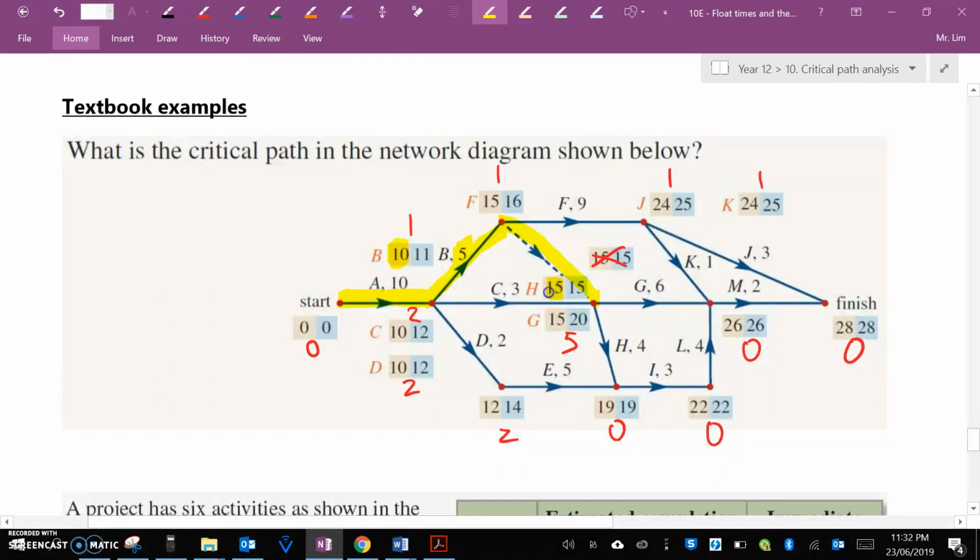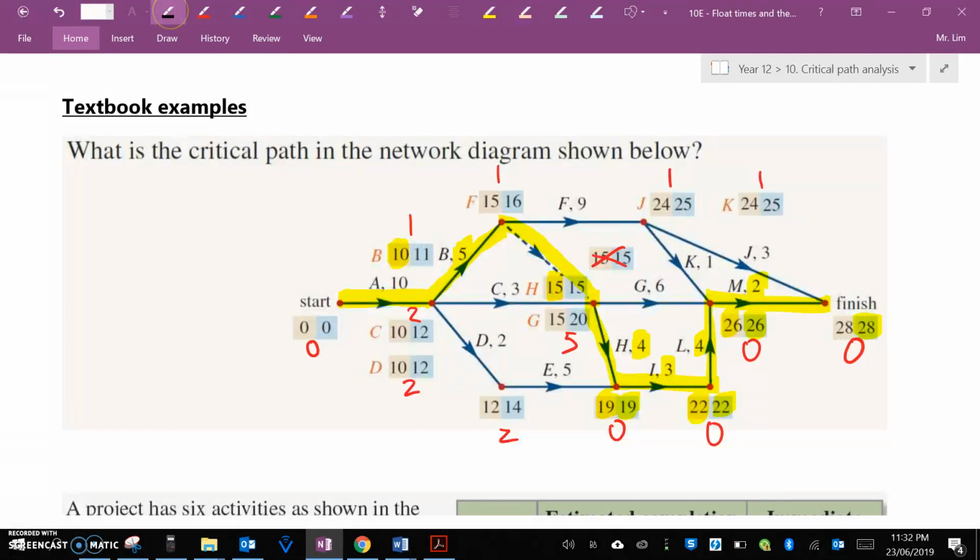Next, earliest starting time plus duration. Does that equal to 19? Yes, it does. H is part of it. 19 plus 3. Does that equal to 22, the latest starting time? Yes, it does. So I is part of the critical path. 22 plus 4, is that the latest starting time for the next activity? Yes, it is. So L is part of the critical path. 26 plus 2, does that equal to the latest starting time, 28? Yes, it does. So M is part of the critical path.